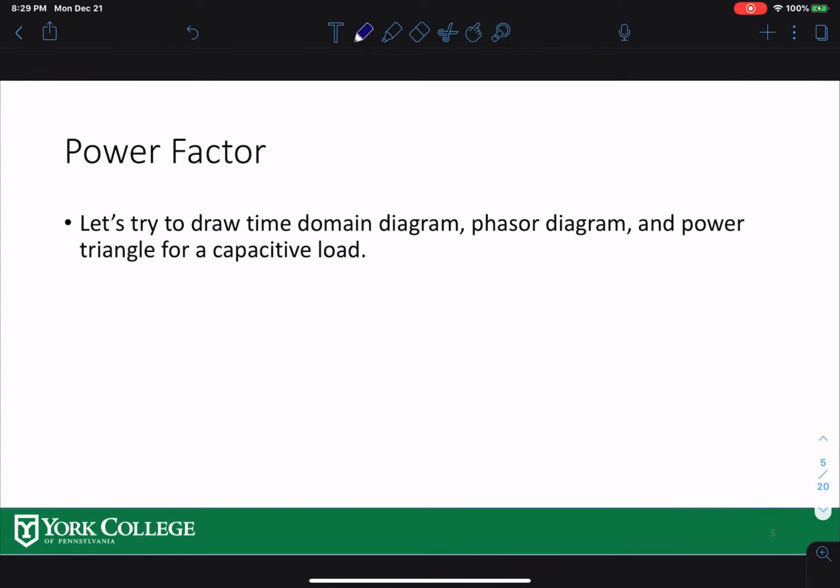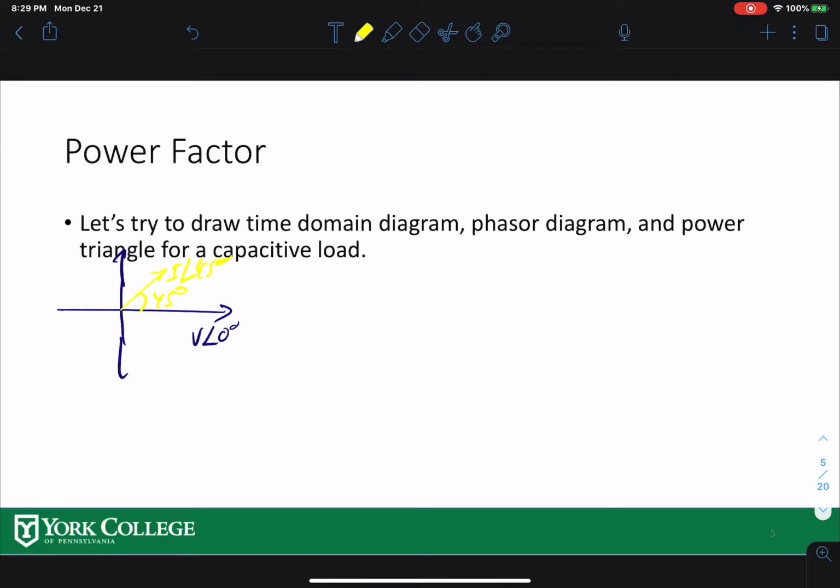We did the one for the inductive power. If you do the capacitive power, your voltage is right here at 0 degree angle. Then your current would be leading for this one, somewhere here at 45 degrees. Then your capacitive reactive power would be negative.